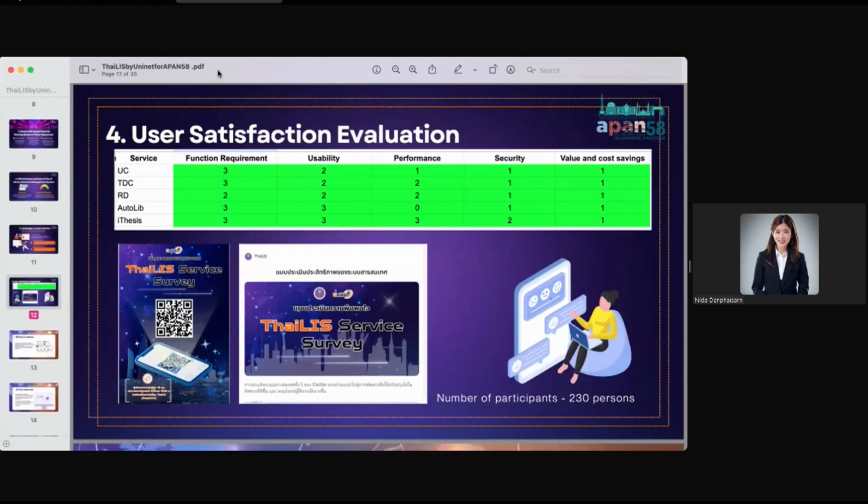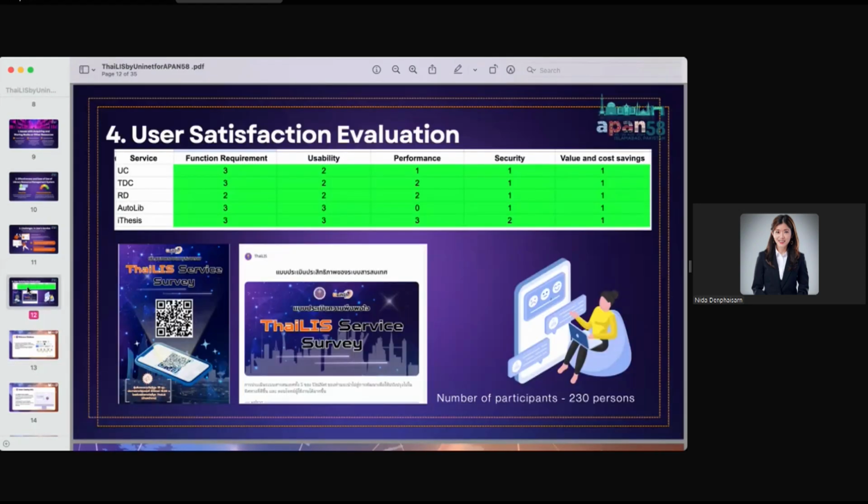Okay, next is the user satisfaction evaluation, where each question indicates 5 indicators. So here are the indicators of each question: function requirement, usability, performance, security, and value and cost saving. The number of participants in this user satisfaction survey is 230 persons, and all of them are users.